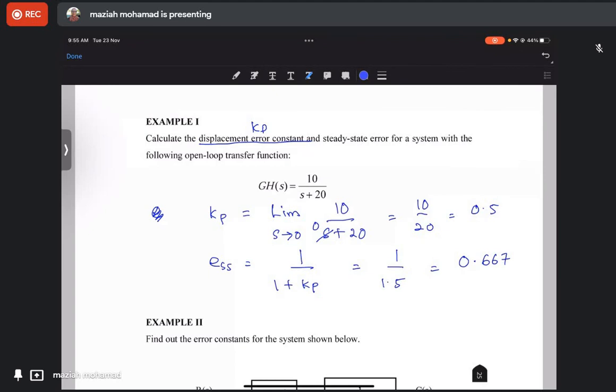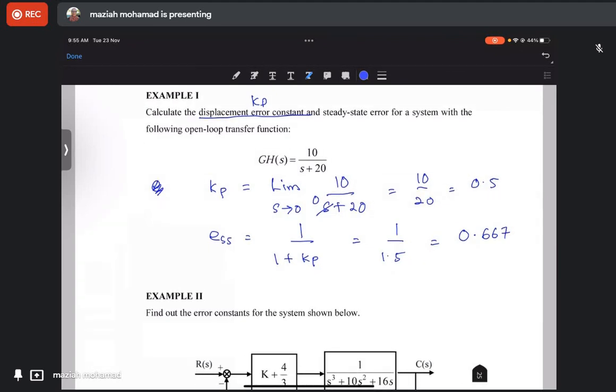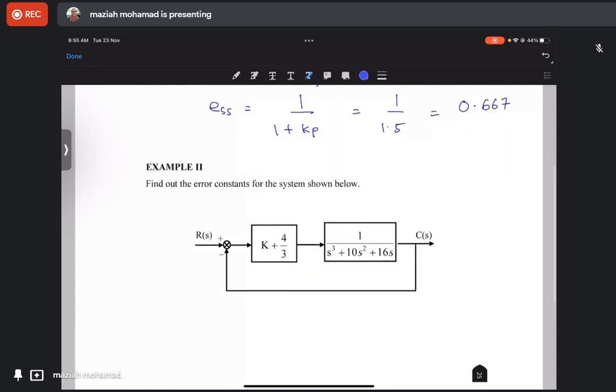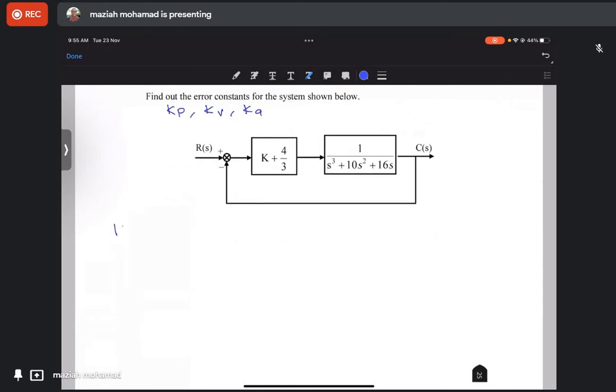Okay, so we have the equation for Kp. Kp is limit s goes to 0 of the open loop transfer function. We apply that, get the value of Kp, and put it into the equation of steady state error, 1 over 1 plus Kp. So we get the steady state error. All right, so for example 2 here, you need to calculate the error constants, meaning you need to find Kp, Kv, and Ka. So we already know the equations for that.